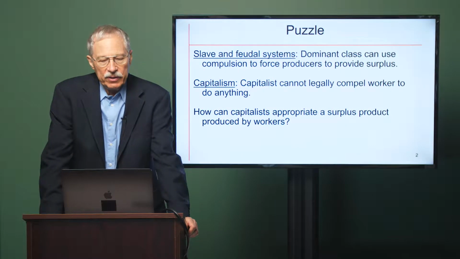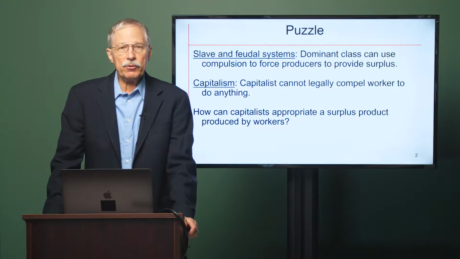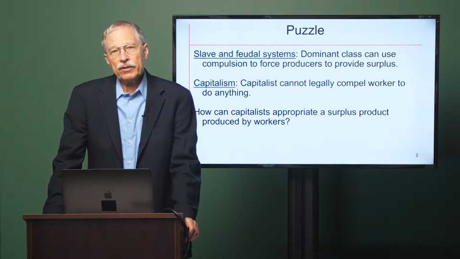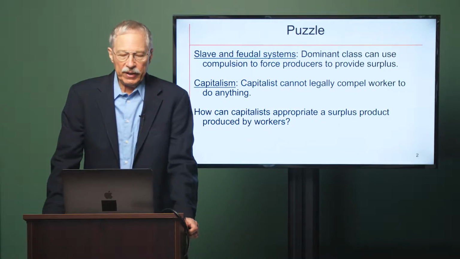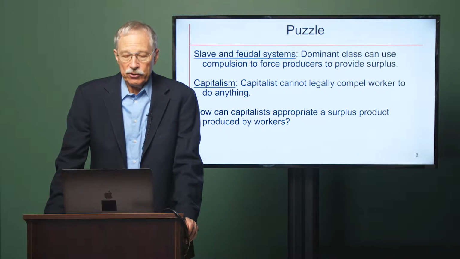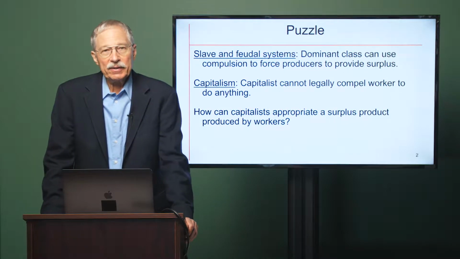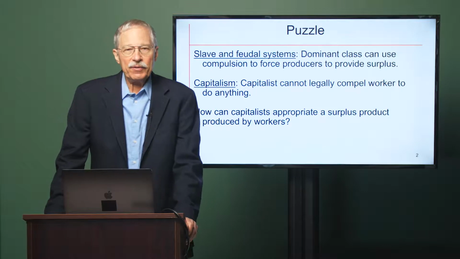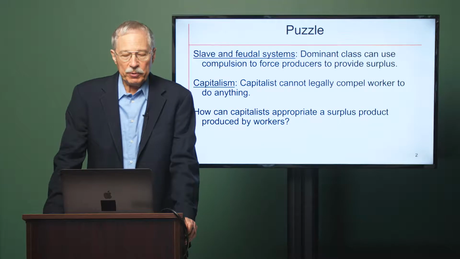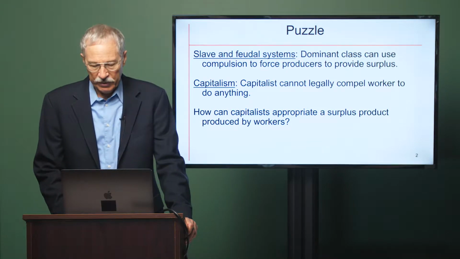Here's a puzzle. In slave and feudal systems, the dominant class can use compulsion, can use force to get producers to provide a surplus to that dominant class. Yet in capitalism, the capitalists cannot legally force workers to do anything in particular. They can give orders, but they can't enforce them if they're refused. How can capitalists get a surplus product produced by workers under those conditions? That is what we're going to look into now more carefully.